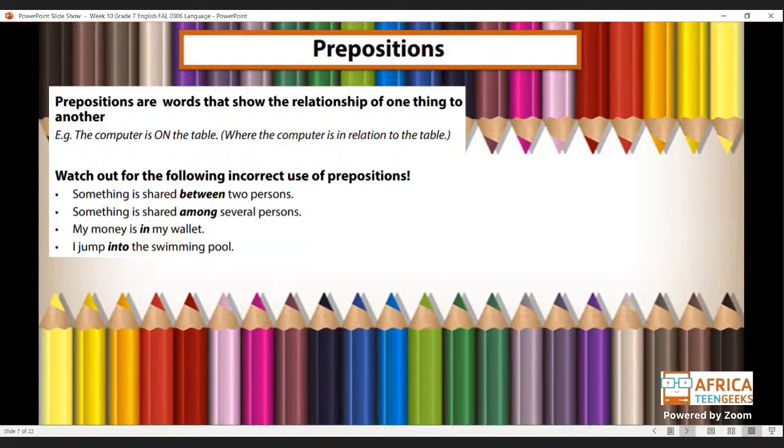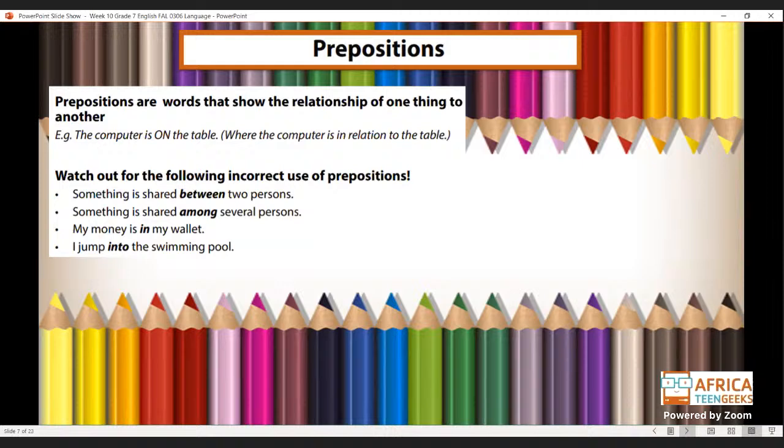When you use the word between, remember you must only use it when there's one and two, so two people, or two things, or two objects. You use the word between. Think of 'tween' and 'two': between. Among is more than two. We use the word among when there are more than two people or objects or things. As an example, something shared between two persons or things is between. We use among when it's shared between several persons.